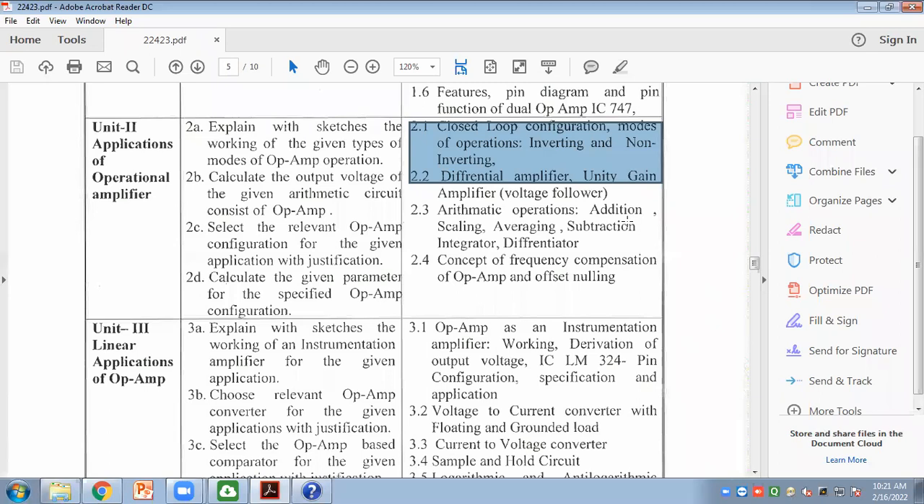Then second is the unity gain amplifier. Unity gain means we are going to decide the gain at the output, and unity means 1. So we set the gain to 1. That is called a unity gain amplifier. So this is covered under 2.2.